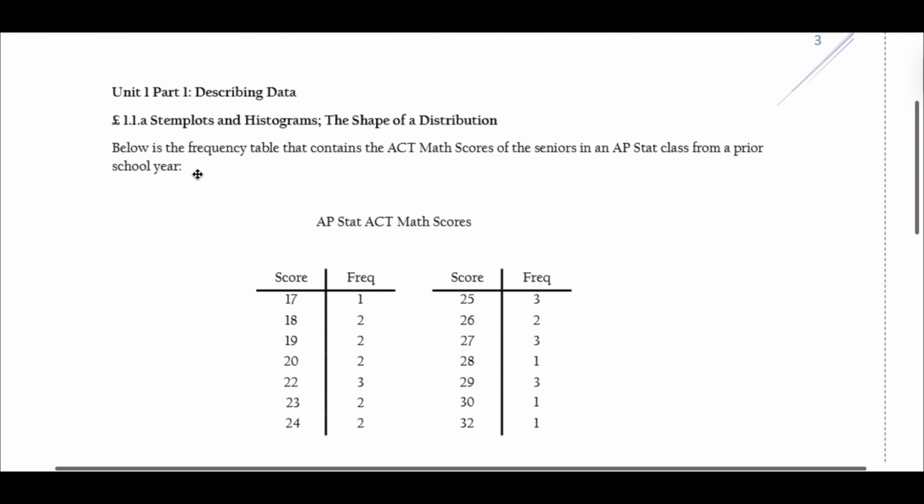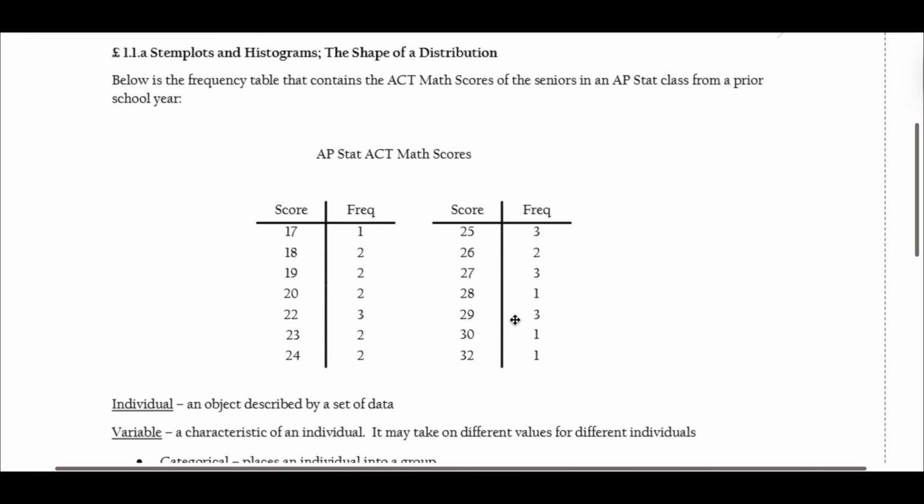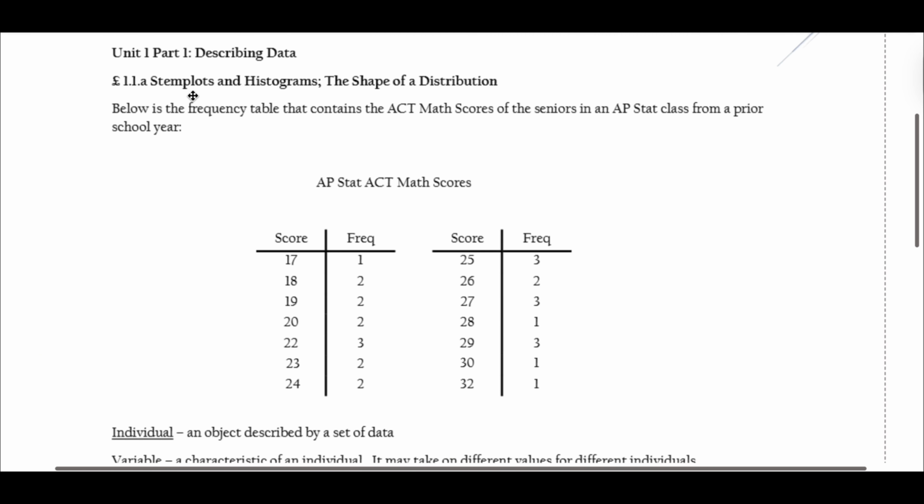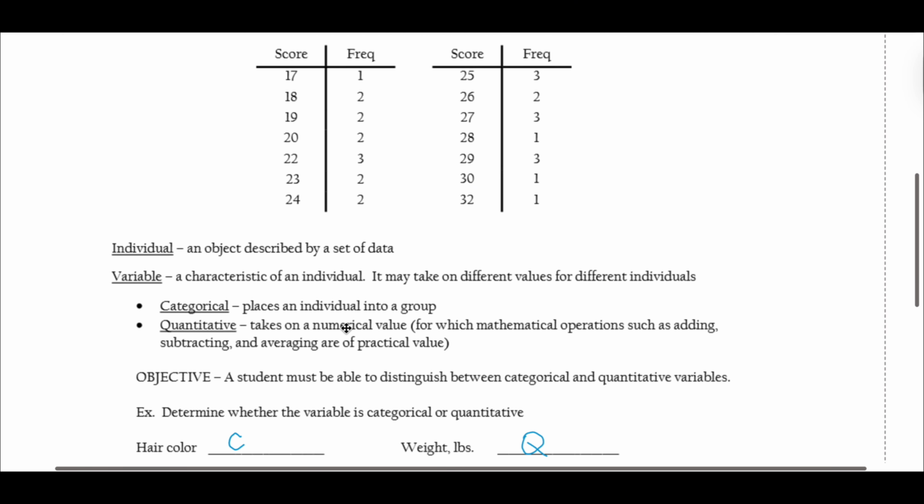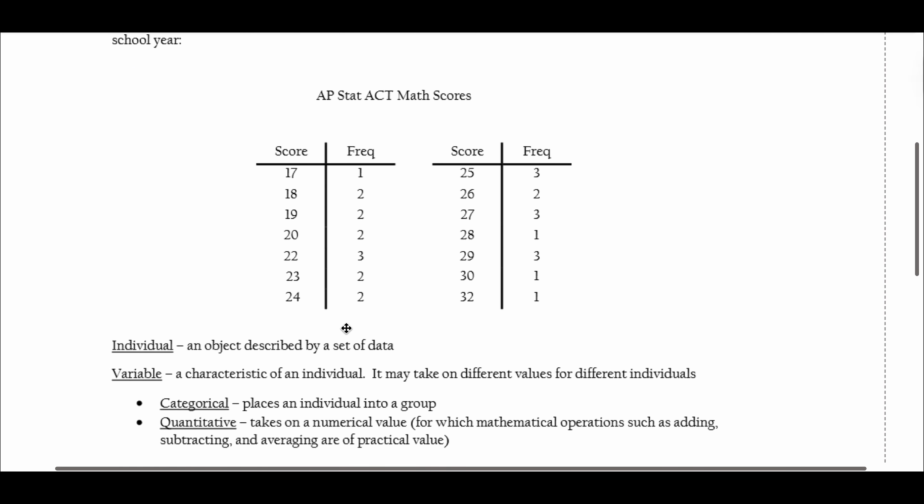So we're given an example in here. Below is the frequency table that contains the ACT math scores of the seniors in an AP Stat class from a prior school year. So first of all, this graph is what we call the stem plot. And we're starting by identifying some of the key terminologies.